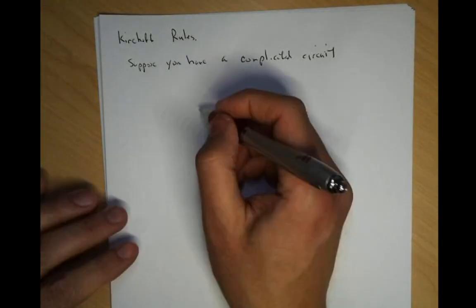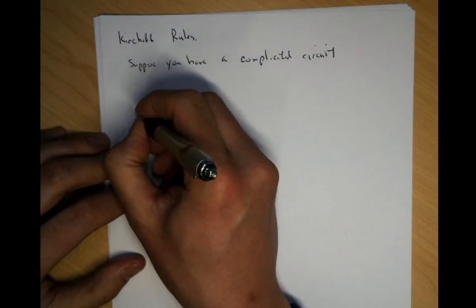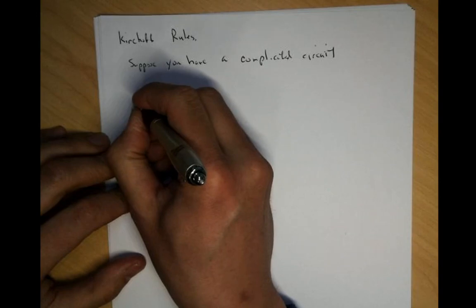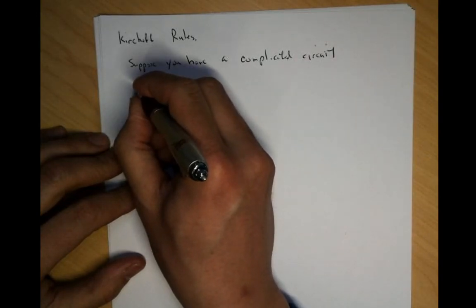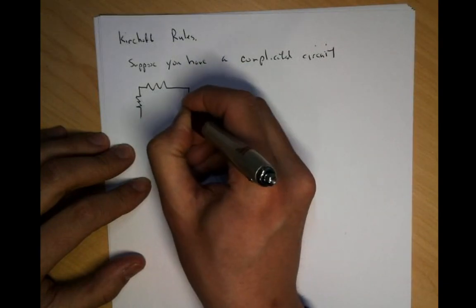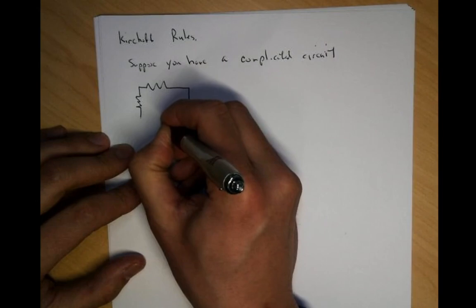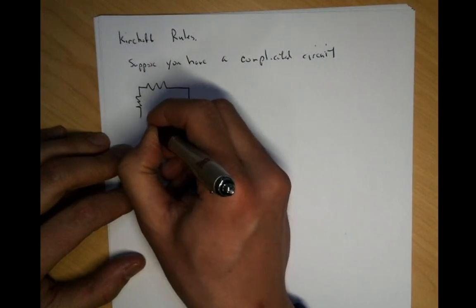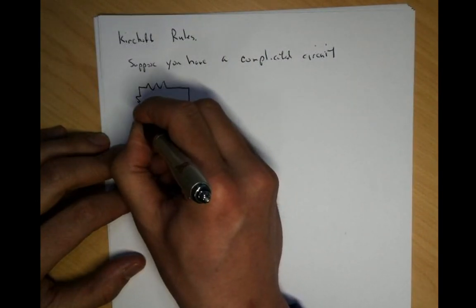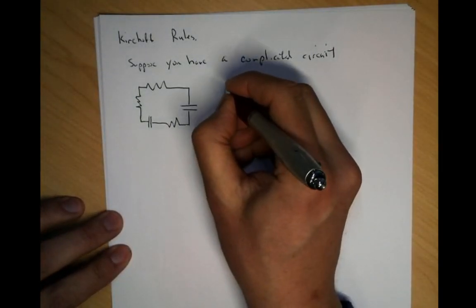We have a complicated circuit. I'm going to draw something out here that looks a little bit complicated. And then there's another one, and let's say there's a parallel plate capacitor there. There's something else there, and another parallel plate capacitor. And this is my complicated circuit here. The question is, how do you solve such a circuit?